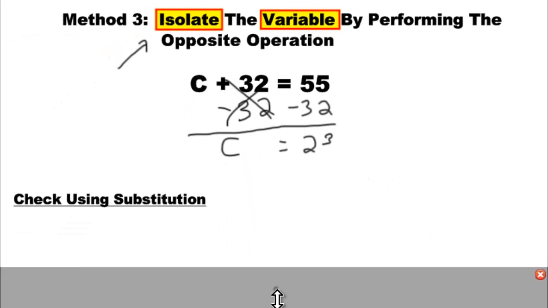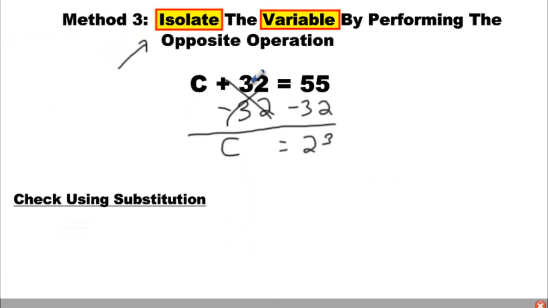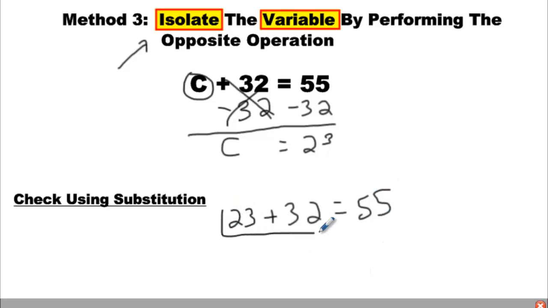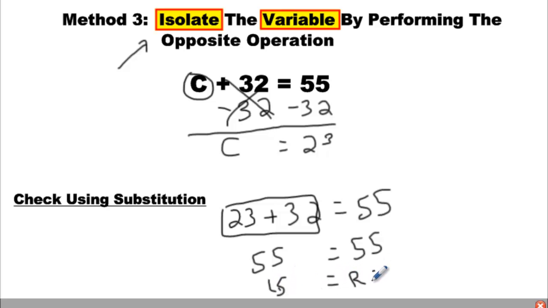Of course, we need to check using substitution. So we're going to put the 23 right there, switch it to 23, add 32, write the equals, and then the 55. Go ahead and write it down exactly like this. Now, find the answer to this. It's going to be 55, and look what's on the other side. It's also 55. Left side equals right side.